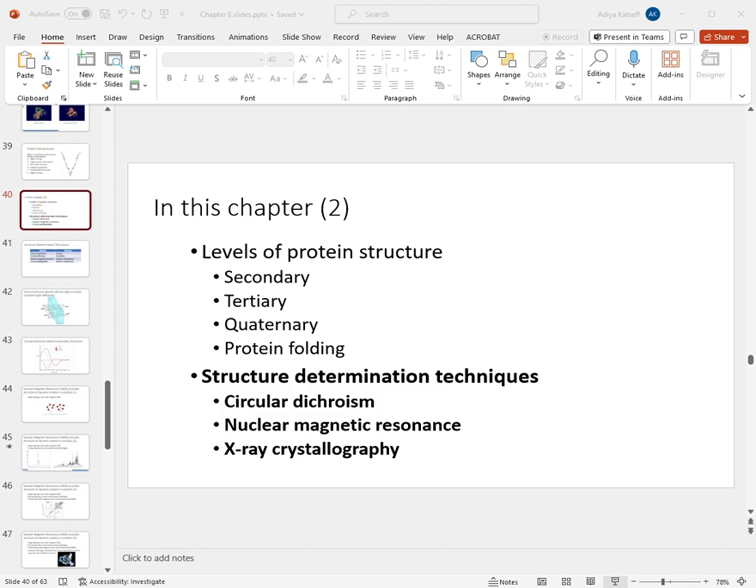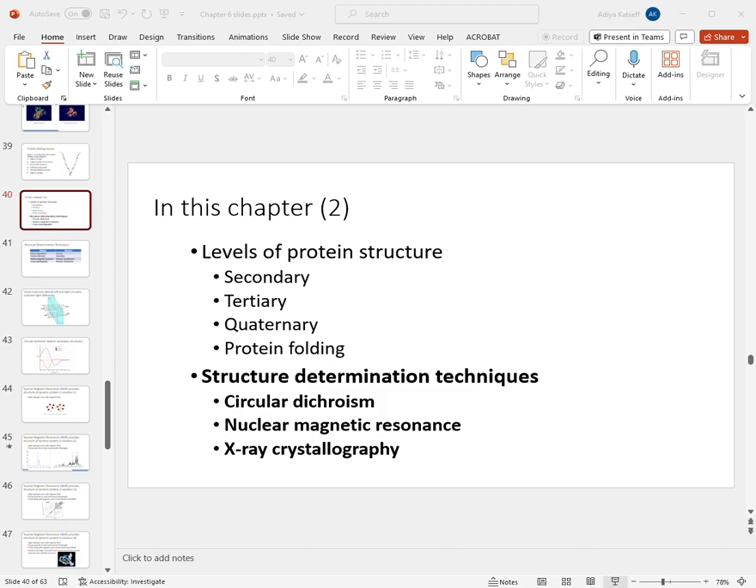So we've already talked about one structure determination technique in previous chapters, which was Edman degradation. Edman degradation helped us determine the primary structure of a protein, or just the sequence of amino acids in a polypeptide. These next 3 methods that we're going to discuss today are going to be more about the shape of the protein, so the secondary, tertiary, and quaternary structure.